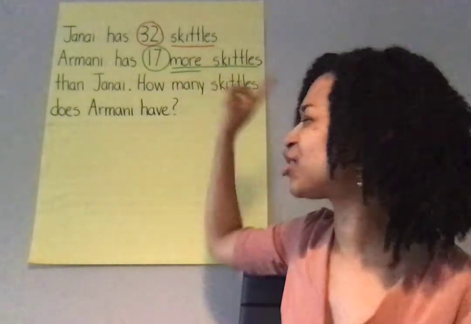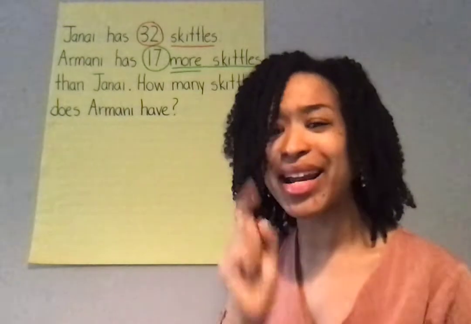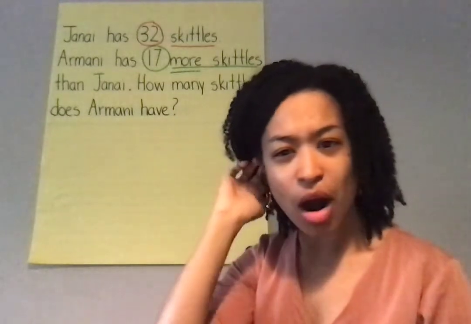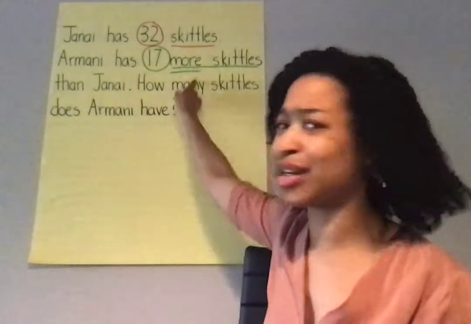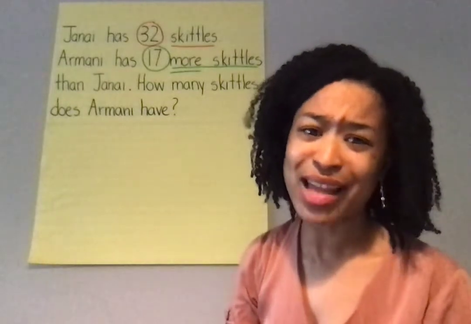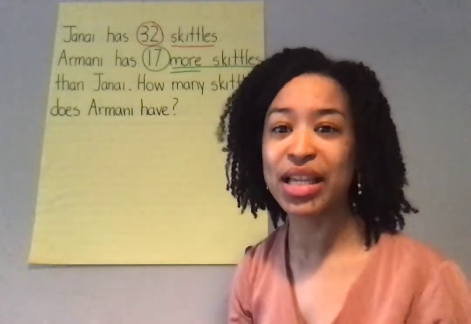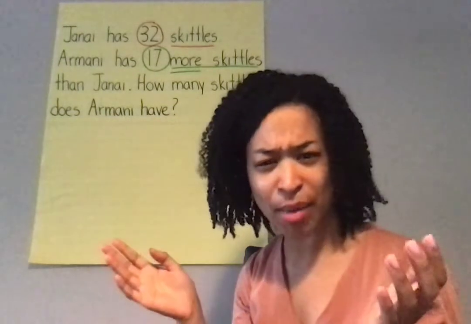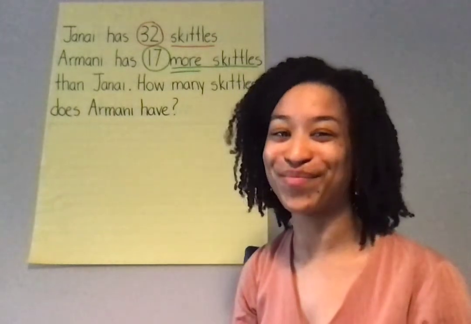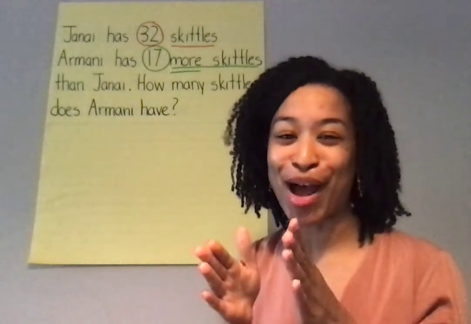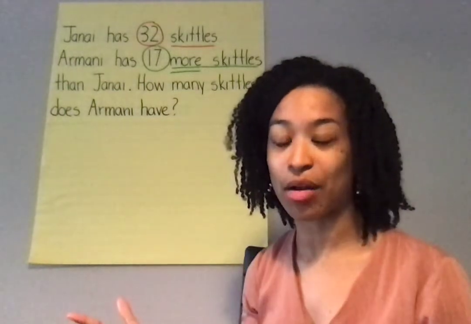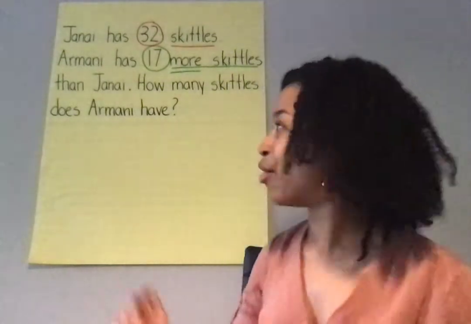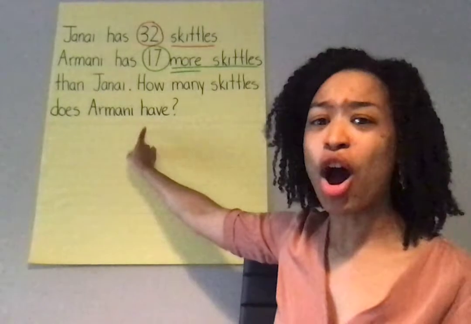So it says that Janai has 32 Skittles. We're thinking about it now. But Armani has 17 more Skittles than Janai. Well, if Armani has 17 more, I double underlined that because that's a key word. That already tells me that Armani has more Skittles than Janai. So that means that Janai has the larger amount or the smaller amount? Janai has the smaller amount. So Armani has the larger amount. And he has 17 more than Janai. We know Janai's amount. We need to find out how many Skittles does Armani have.